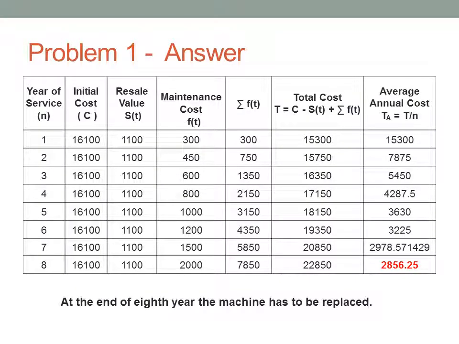Now let's see how to solve this problem. In the first column we have year of service. So 1 to 8, 8 years. The second column we have initial cost. So the initial cost of the machine is 16,100, which is the same across all the years. The next is resale value, that is 1,100. It is also the same across the years. And the next is maintenance cost. In the question they have given different maintenance costs for different years, so the same values are given here.